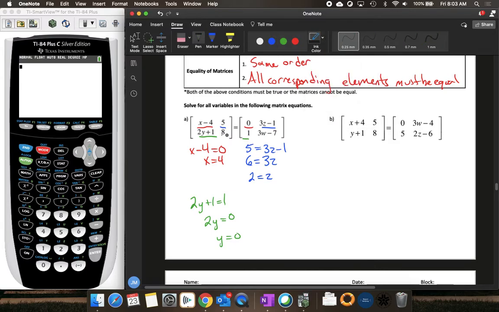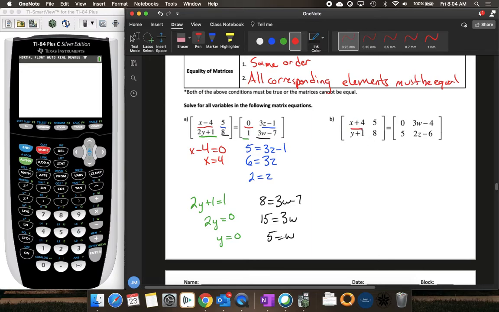And then finally, we know that 8 must be equal to 3w minus 7. So then add over the 7, and you get 15 equals 3w. And then divide each side by 3, and w must be equal to 5. So this would be a good chance, if you wanted to practice this on your own, to work through example B. Go ahead and pause the video, and then we'll check our work in just a moment.